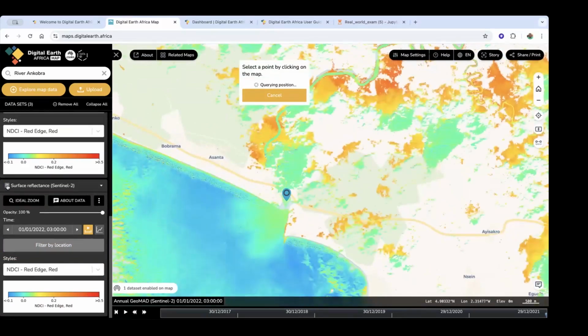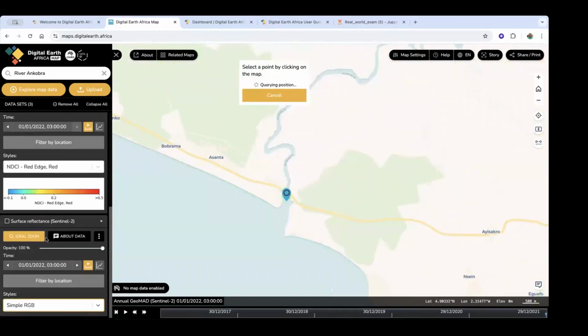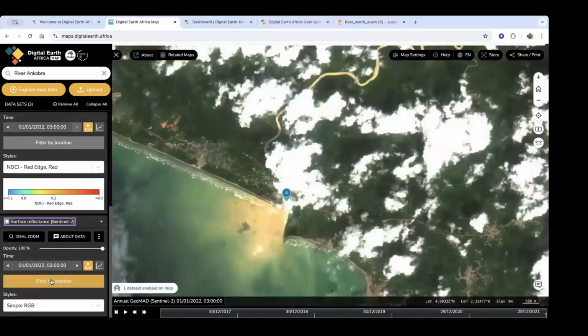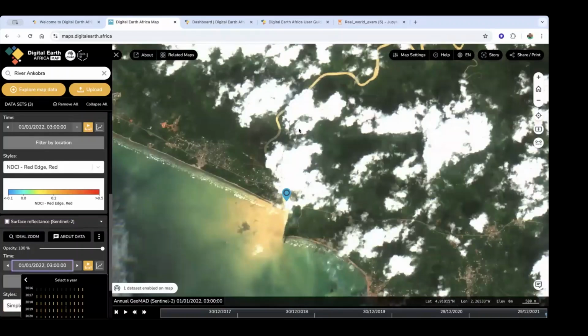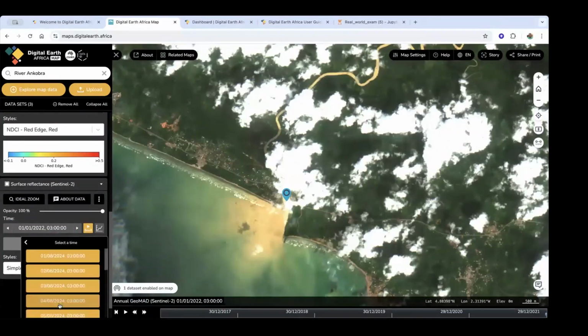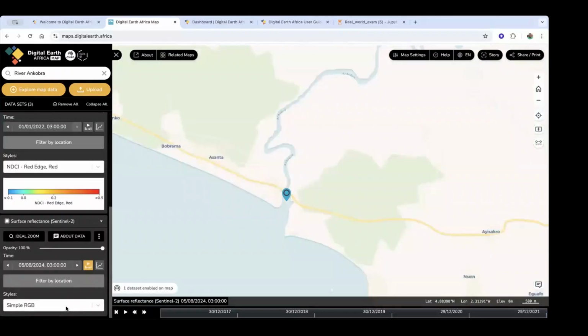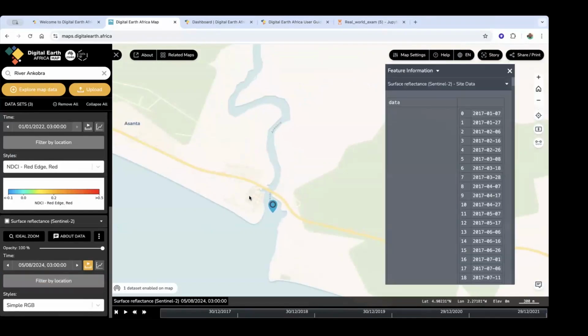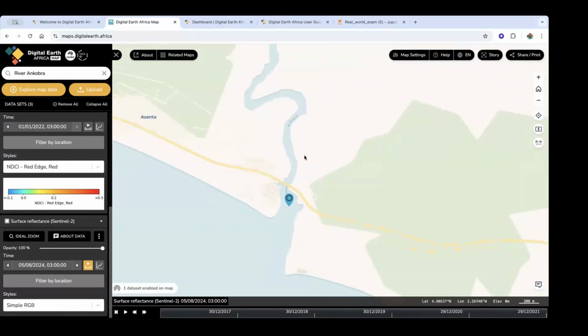So then you remember that clouds are an issue as well. So I'll go to the simple RGB, where now I can choose to look for a recent date in August, if I'm able to get cloud-free time. So it also depends on the season, as in this region we now experience rainy season.